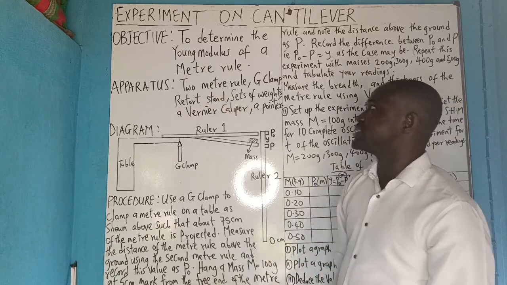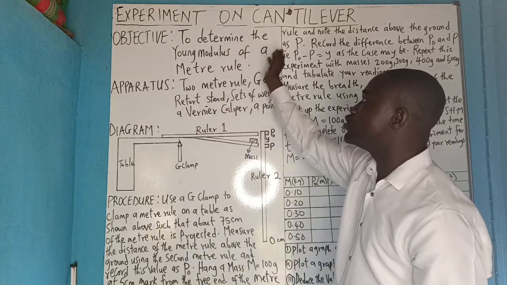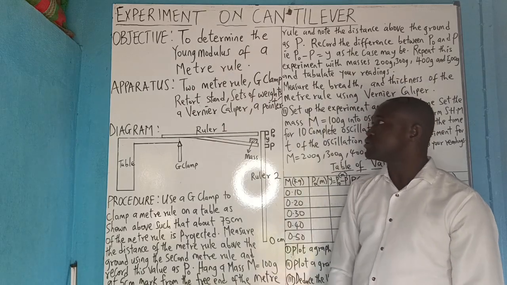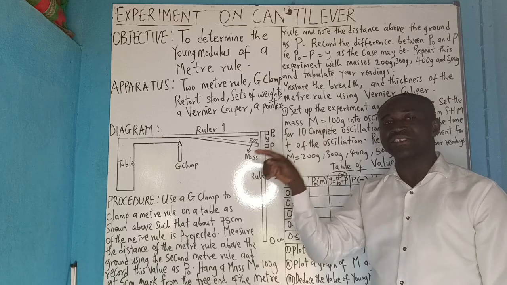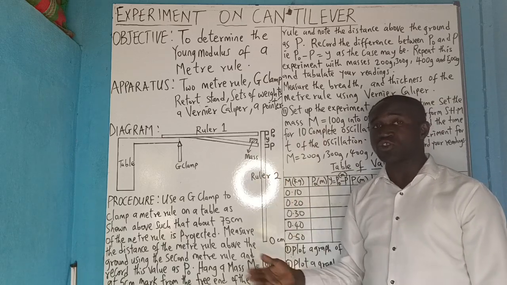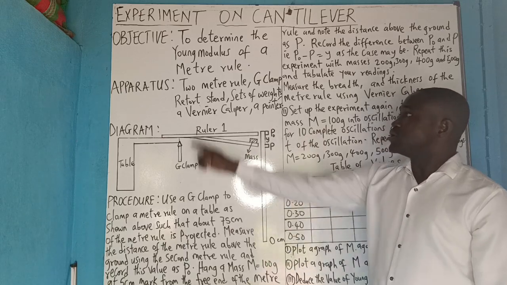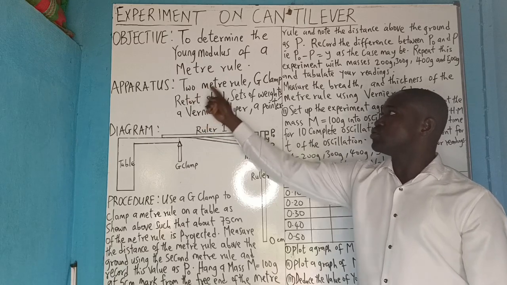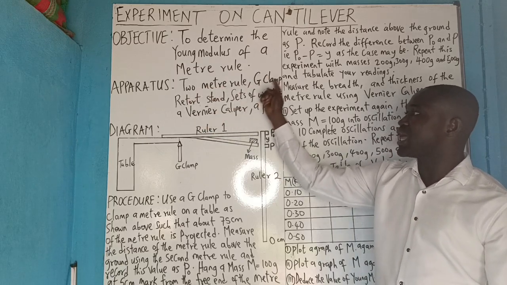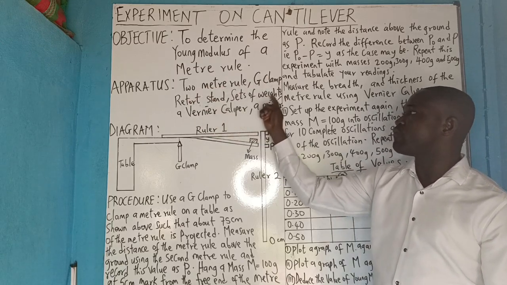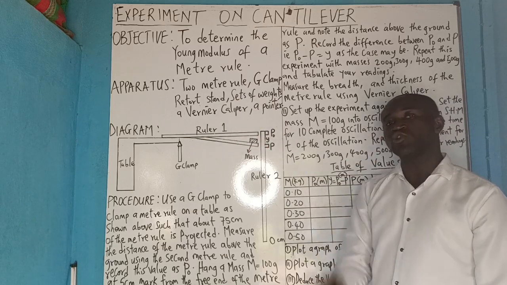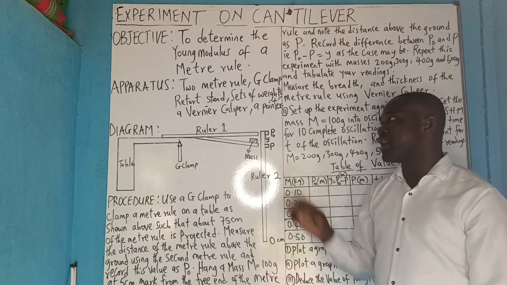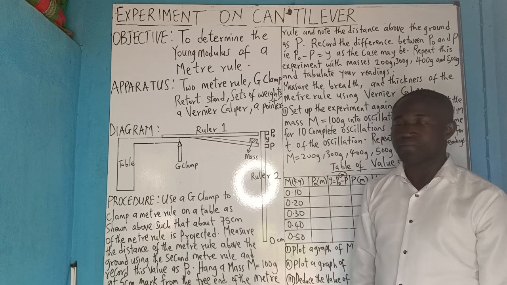It has the objective to determine the Young modulus of a meter rule. The meter rule we talk about is that 100 centimeter rule, the one you make use of in the lab. Apparatus are 2 meter rules, G clamp, retort stand, sets of weights, a vernier caliper, and a pointer. That means we need 2 meter rules to embark on this experiment.